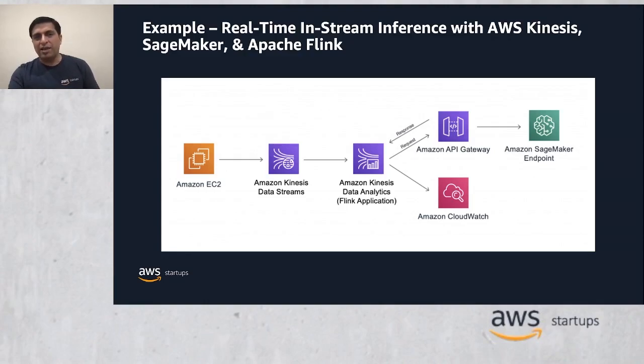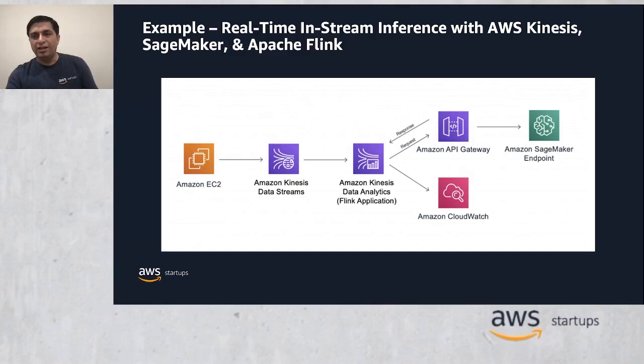In this second example, we are using Amazon Kinesis Data Analytics for Apache Flink with Amazon SageMaker and Apache Flink using API Gateway to address the challenges such as real-time fraud detection on a stream of credit card transaction data. Data is ingested in Kinesis data stream using Kinesis producer library. And then Kinesis data stream streams the data to Apache Flink-based Kinesis data analytics application.